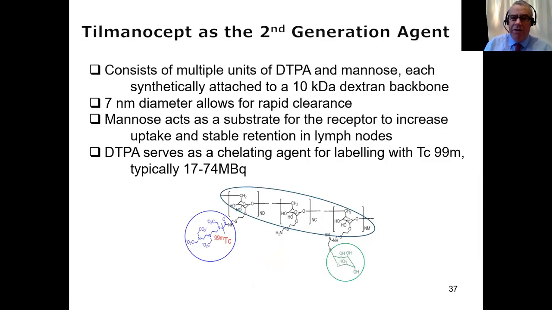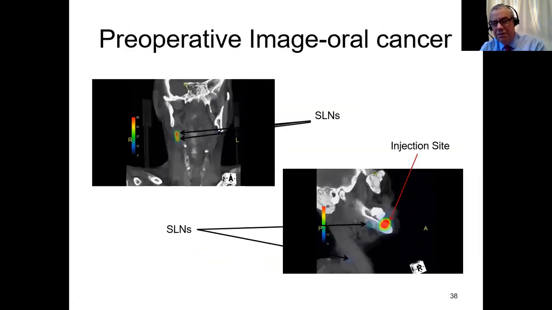There is a new agent coming around called tilmanocept, and this is a mannose receptor agent. And it's mannose attached to a dextran backbone, and then to this is attached DTPA, which complexes the technetium-99m. Use a similar amount of activity as we use for the colloids.